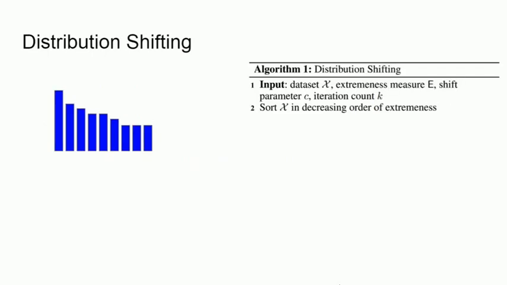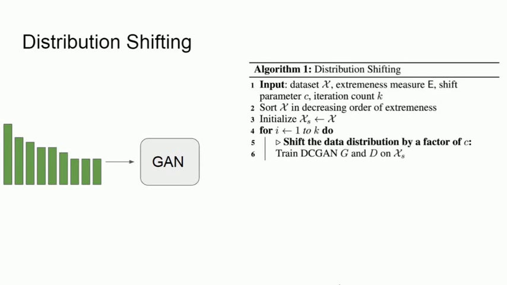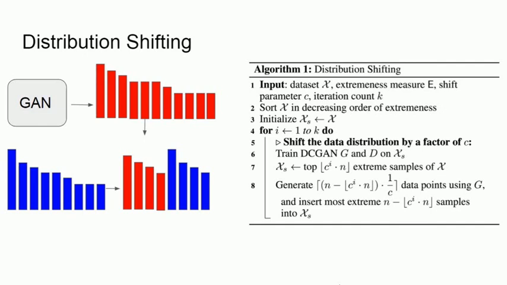The first step in the distribution shifting algorithm is to sort the dataset, here shown by blue samples, in decreasing order of extremeness. Here we are assuming that the height of each sample is proportional to its extremeness measure E. The next step is to create a shifted dataset. We initialize the shifted dataset, here shown by green samples, to be the same as the input dataset. We then begin the shifting for loop. In each iteration, we train a GAN on the shifted dataset. We then replace the shifted dataset with a fraction of the top extreme data points from the input dataset. Next, we use the GAN to generate additional samples, here shown by the red samples, and add a fraction of the most extreme samples to the shifted dataset.